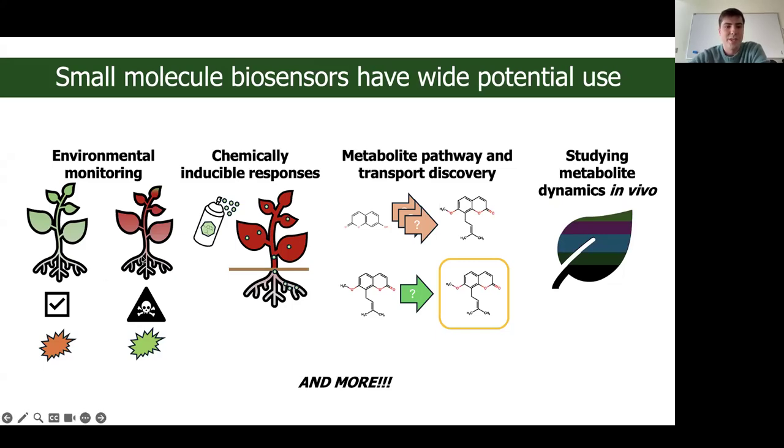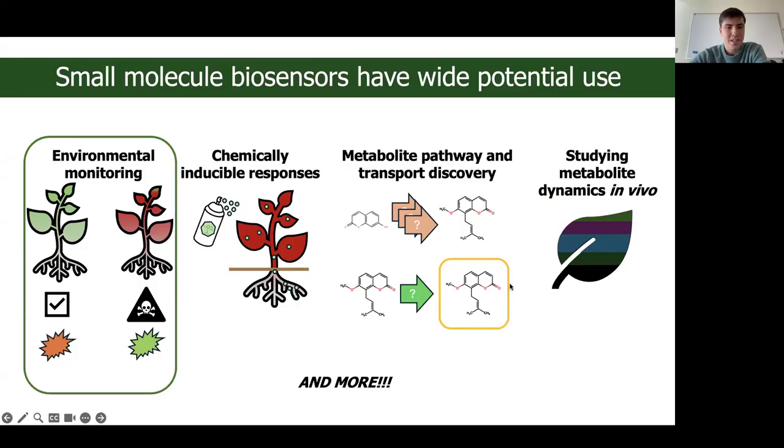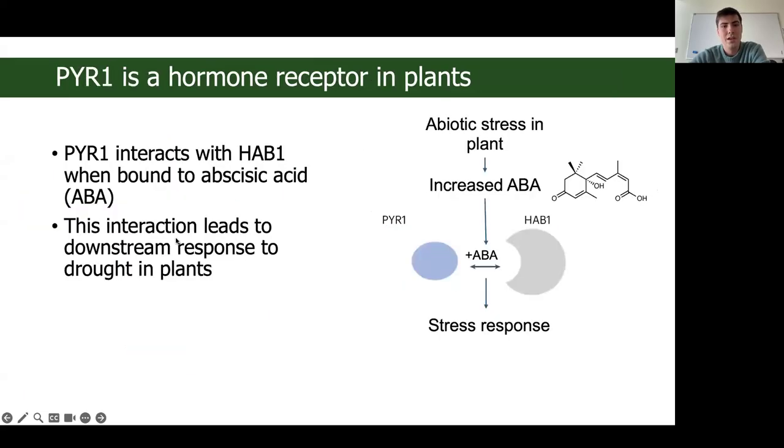You can use them for environmental monitoring, induced responses in living systems, and in metabolite pathway and transport discovery. You can also use them to study metabolite dynamics in vivo while the organism is still alive, which is really awesome. A lot of my own projects focus on using them for environmental monitoring. PYL1 is the plant hormone receptor that we use a lot and that I'll talk about as a scaffold for biosensor design.